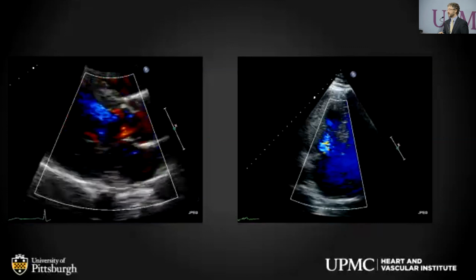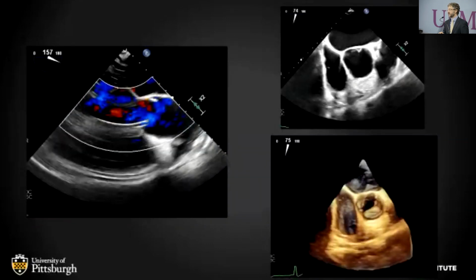And as we think about this valve, for example, often it's hard to tell on a standard transthoracic echocardiogram what's going on with the aorta or what's going on with the aortic root. And we commonly rely on transthoracic imaging to manage these patients.